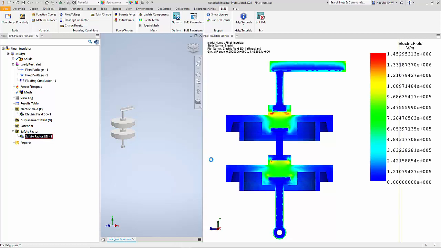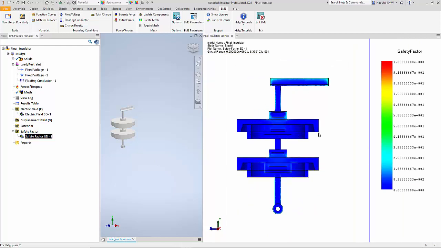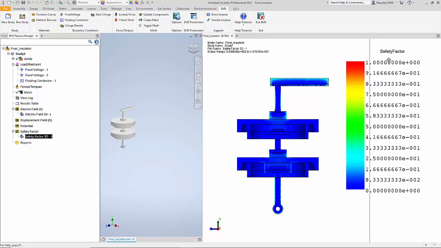We also requested the program to compute the safety factor, and here you can see the safety factor distribution. The way to interpret this chart is that anything that is yellow and red means that it is dangerous and it is close to the breakdown voltage. As we see, almost all the regions in the insulator are in the bottommost blue. So we can be very sure that the insulator design ensures no breakdown when it is connected to an 80 kilovolt voltage source.